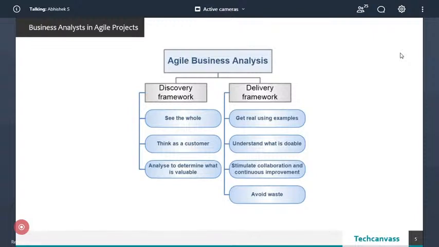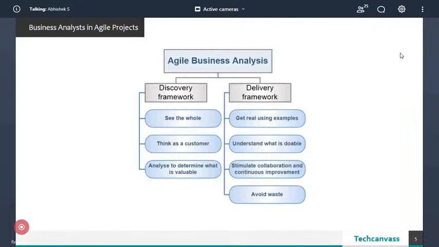And it actually works when you are backing your user stories with some facts and figures, with some real examples, so that the team can easily relate to or easily visualize what the requirement is all about.